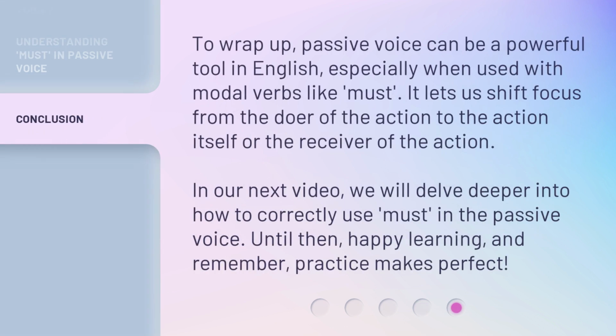To wrap up, passive voice can be a powerful tool in English, especially when used with modal verbs like must. It lets us shift focus from the doer of the action to the action itself or the receiver of the action. In our next video, we will delve deeper into how to correctly use must in the passive voice.